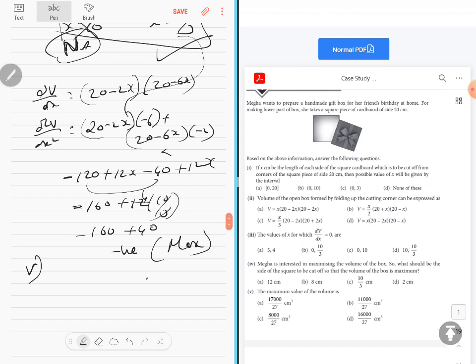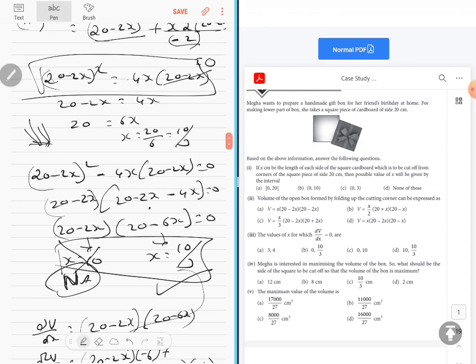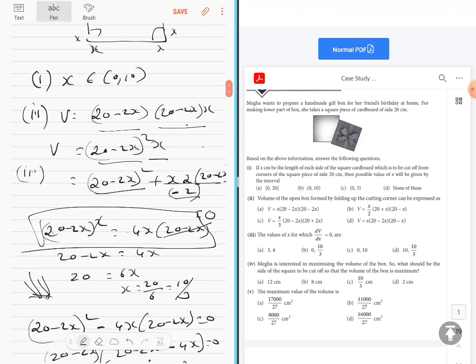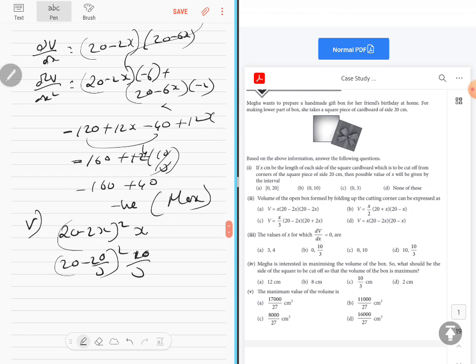Fifth question, the maximum value of the volume. So just take this 10 by 3 and substitute in the volume. What is volume? The volume is (20 minus 2x) the whole square into x, where x can be 10 by 3. 20 minus 2 into 10 by 3 is 40 by 3, the whole square into 10 by 3.